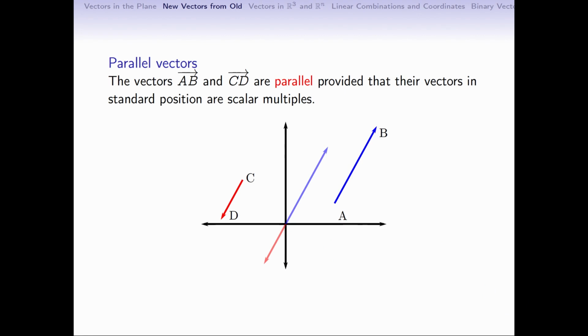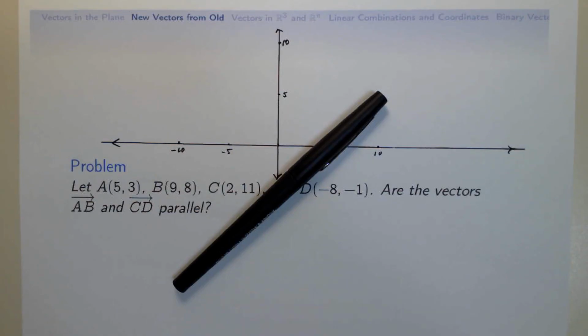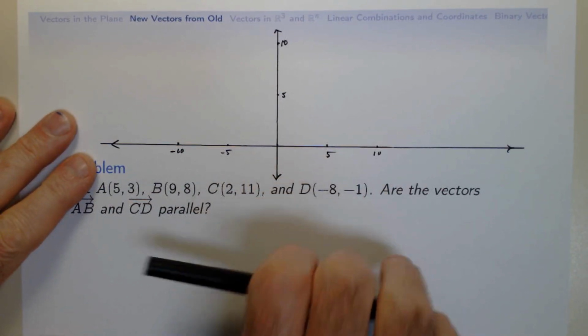Now, to put this idea to the test, let's work the following problem together. So, let A have coordinates 5 and 3, B have coordinates 9 and 8, C have coordinates 2 and 11, and D have coordinates -8 and -1. Are the vectors AB and CD parallel? Well, let's work this problem together under the document camera, so I'll meet you over there for the solution to this problem. All right, so welcome to the document camera. Let's work this one together.